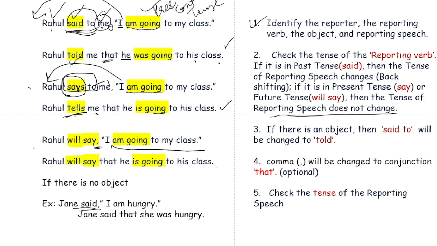We have done the first step. We have also done the second step. We have also done the third step. "Said to" will change into "told". We have also done the fourth step, that is, comma will change into "that". And we have also done the fifth step, that is, check the tense of the reporting speech here in this part. Clear? Now let's move on.